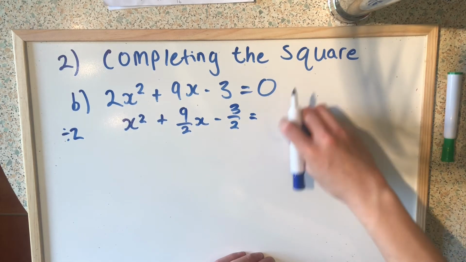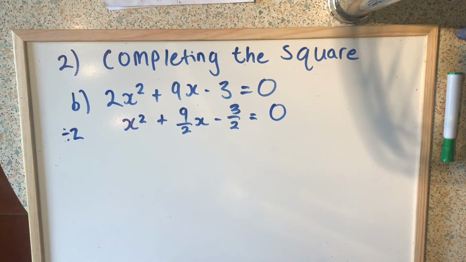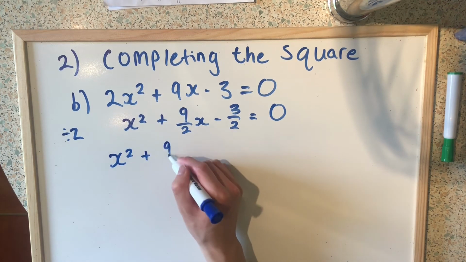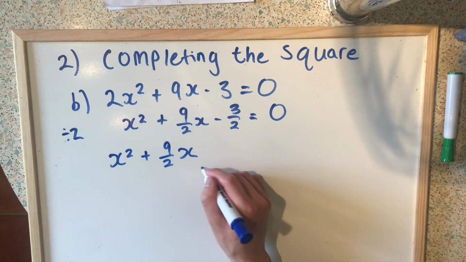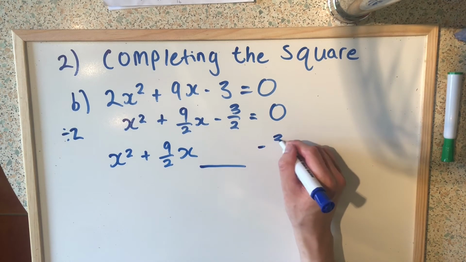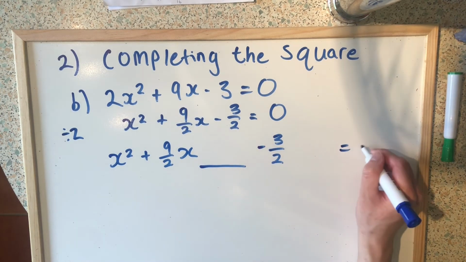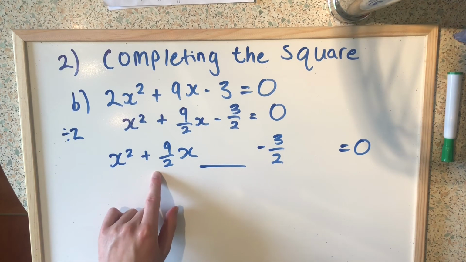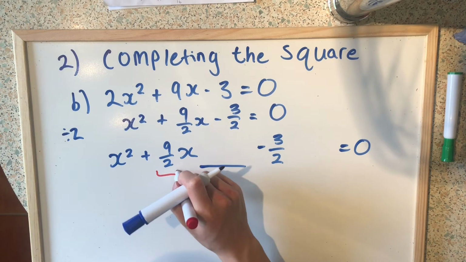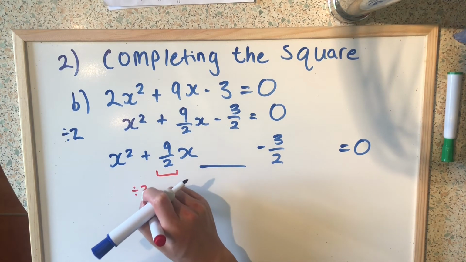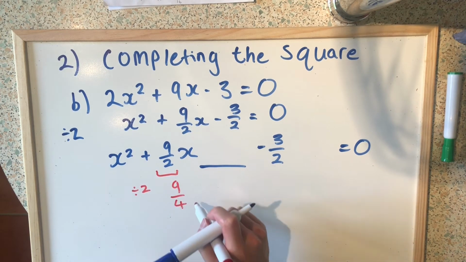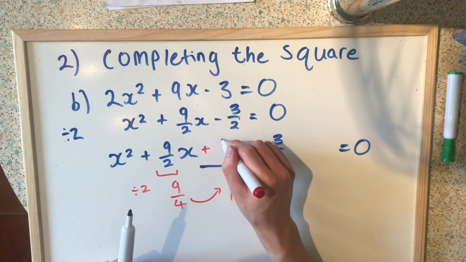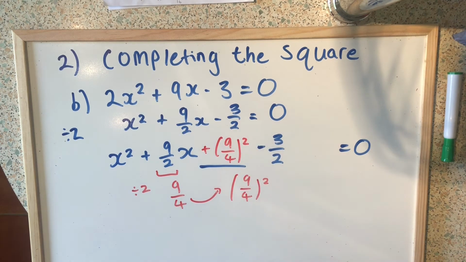So now, again, we can rewrite our equation. x squared plus 9 over 2x, leave a space there, minus 3 over 2 equals 0. So x squared plus 9 over 2x, and half this, we get 9 over 4, and then we square it. So we add 9 over 4 squared.